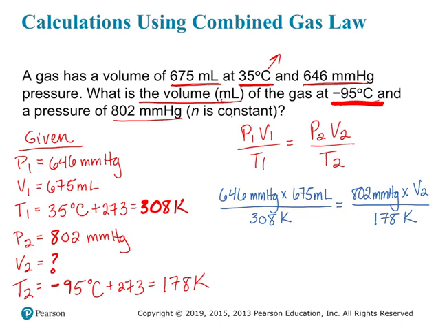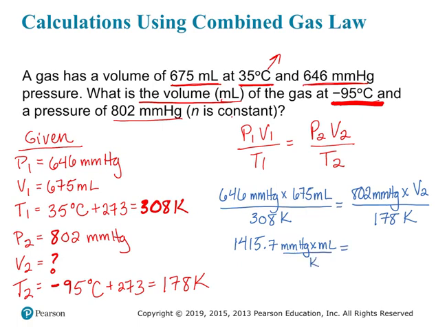Okay, so I'm going to simplify this a little bit. I think I'm going to solve for the left side and then the right side. That might make it a little bit easier. So solving for the left-hand side, we have 646 times 675 divided by 308. Okay, so I get 1,415.7, and I'll just leave it there for now. And then I have a bunch of units here. So I've got millimeters of mercury times milliliters over Kelvin.